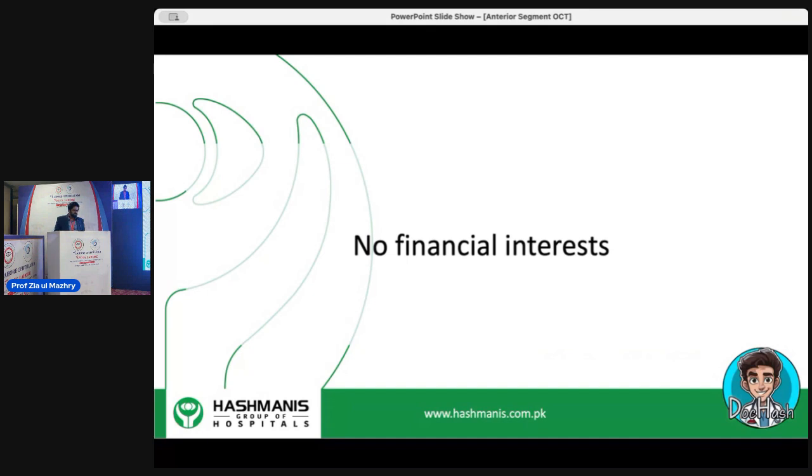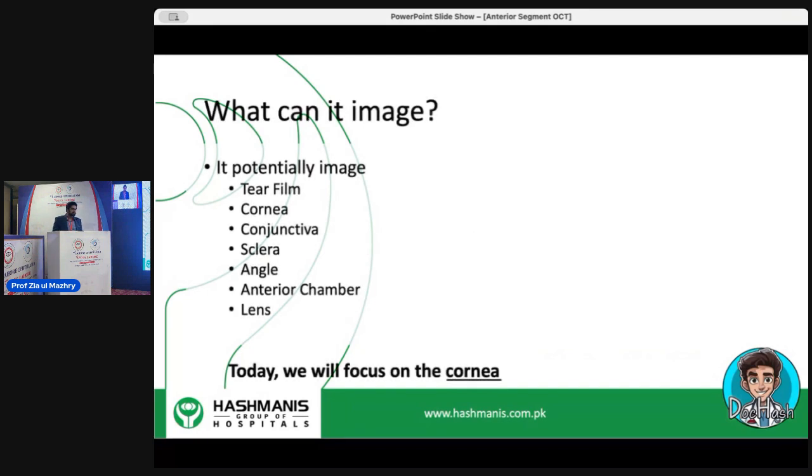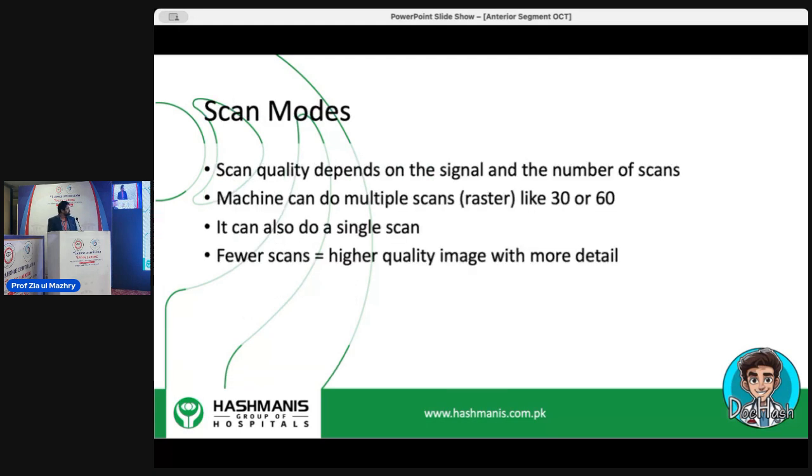Potentially, anterior segment OCT can image all of these places: the tear film, cornea, conjunctiva. But today we will strictly focus on the cornea, because obviously it's a big topic and we can't cover everything. Scan mode applies to both posterior and anterior segment OCT. Scan quality obviously depends on the signal, but a lot of us don't realize it actually depends on the number of scans that you're taking.